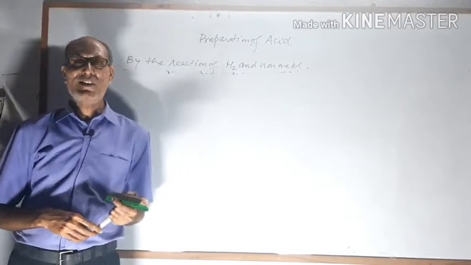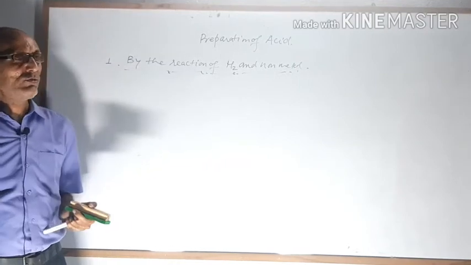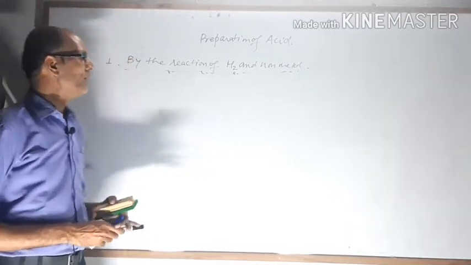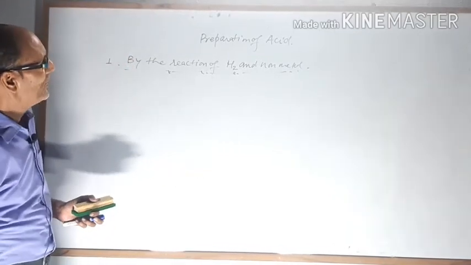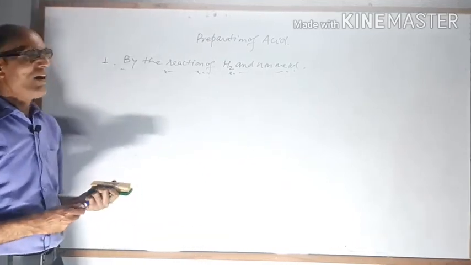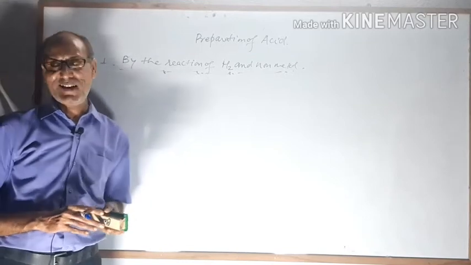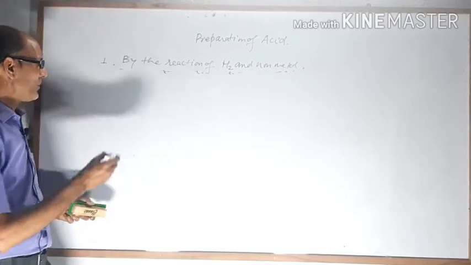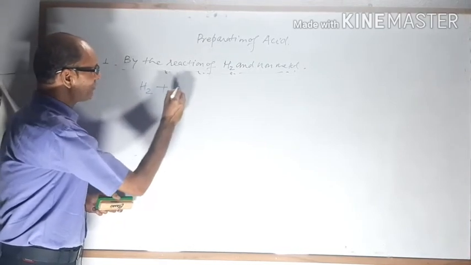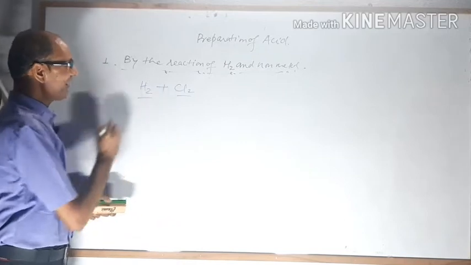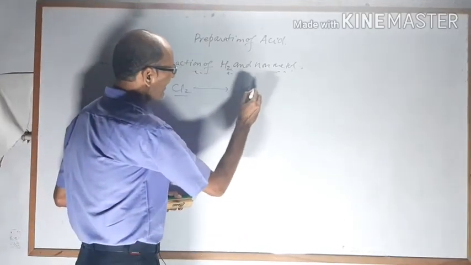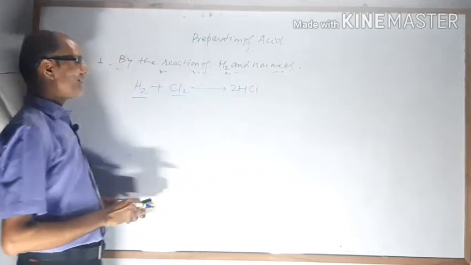Not all non-metals, like nitrogen, form acid when they react with hydrogen, but chlorine, bromine, and sulfur form acid. For example, H2 reacts with Cl2. This is the non-metal, this is hydrogen. This forms 2HCl. This is an acid.